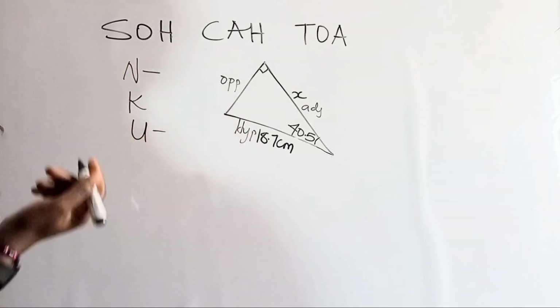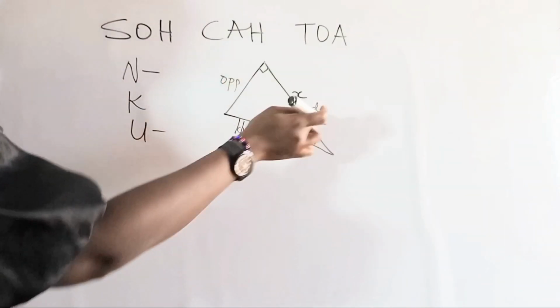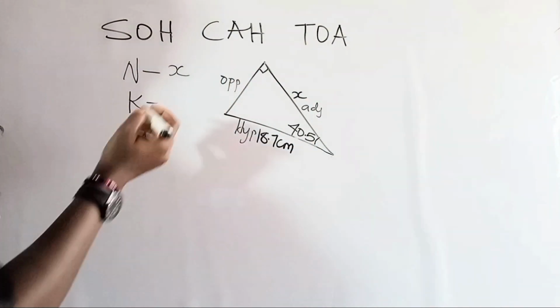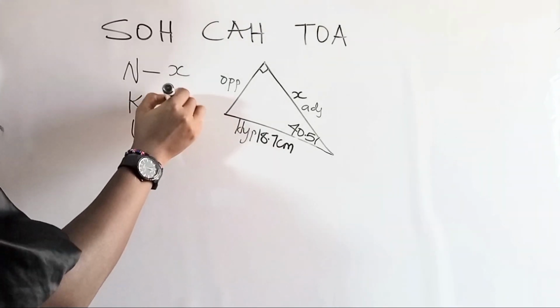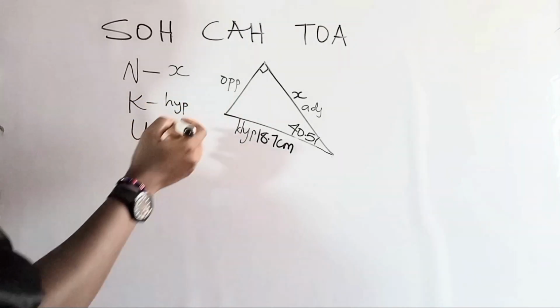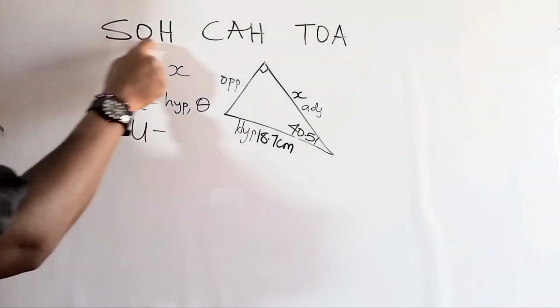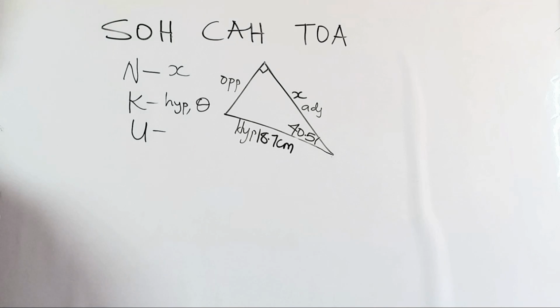Now, what do we need to find? We need to find this unknown length, which is x. What do we know? We know the hypotenuse, and we know the given angle, which we call theta. So what do I use? This now brings us back to this SOHCAHTOA.